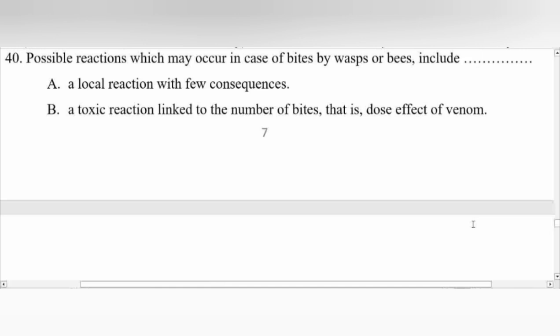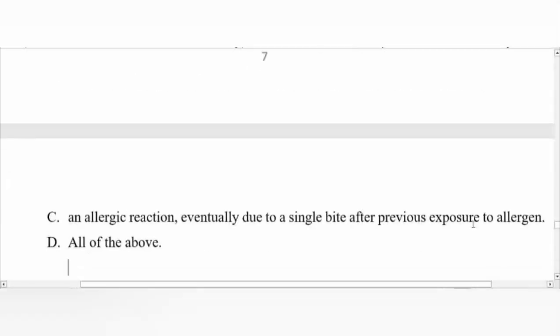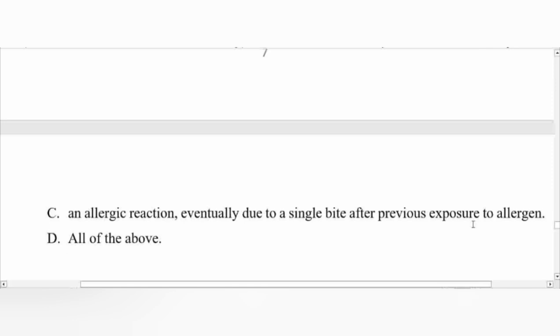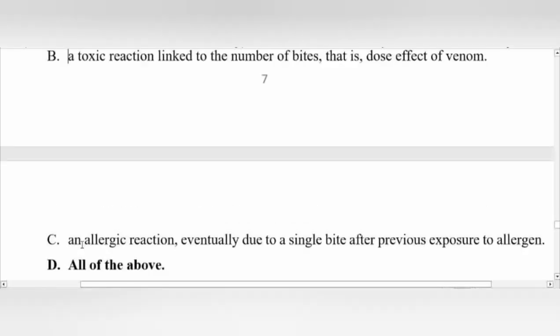Question number 40, the last one. Possible reactions which may occur in case of bites by wasps or bees include the option A, a local reaction with few consequences. B, a toxic reaction linked to the number of bites, that is the effects of venom. Then the C says an allergic reaction, eventually due to a single bite after previous exposure to the allergen. Yes, this one too, our answer should be all of the above.